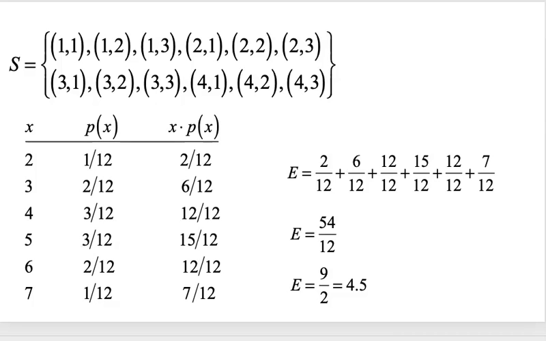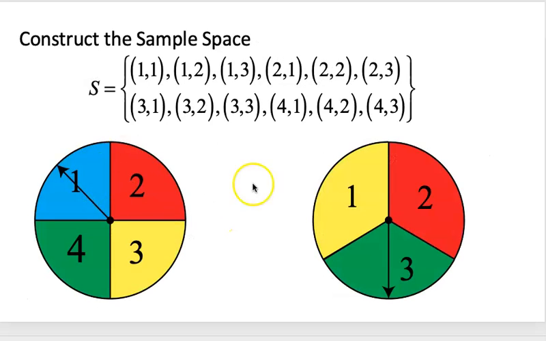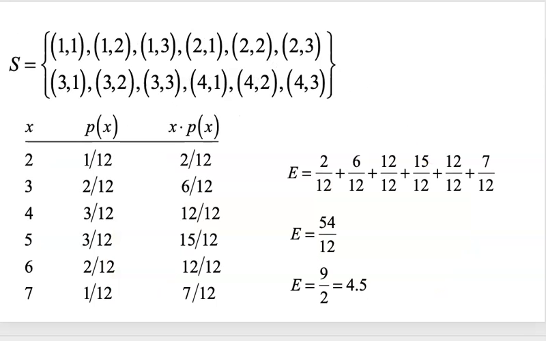So if we do this experiment many, many times, do the first spinner and then do the second spinner, our total on average will be 4 1/2. If we do it millions and millions of times and look at the overall average, we would expect it to be about 4 1/2. And that's what expected value represents, long-term behavior.